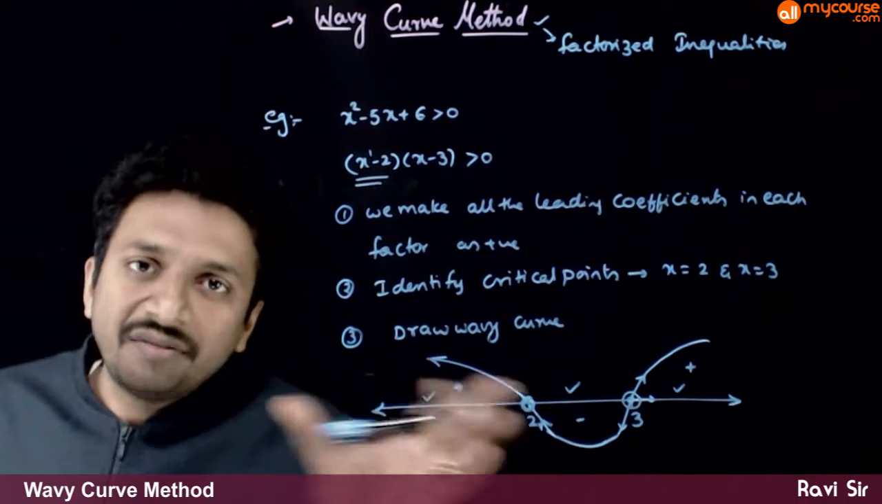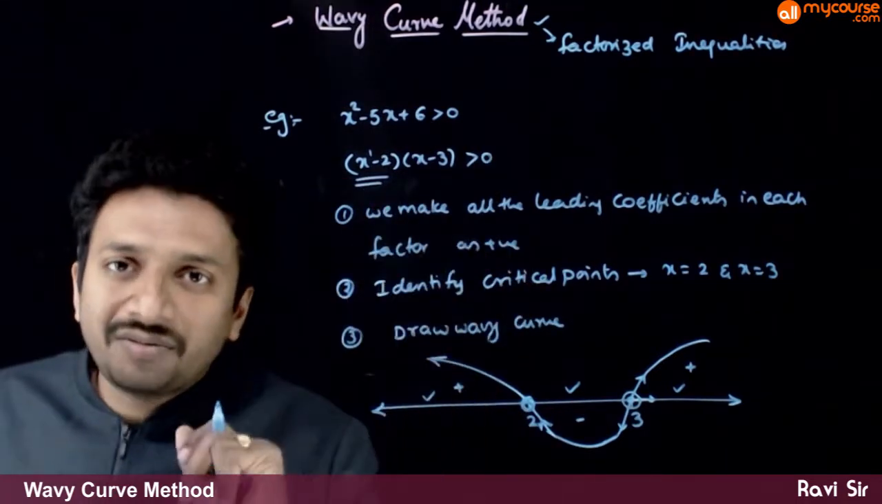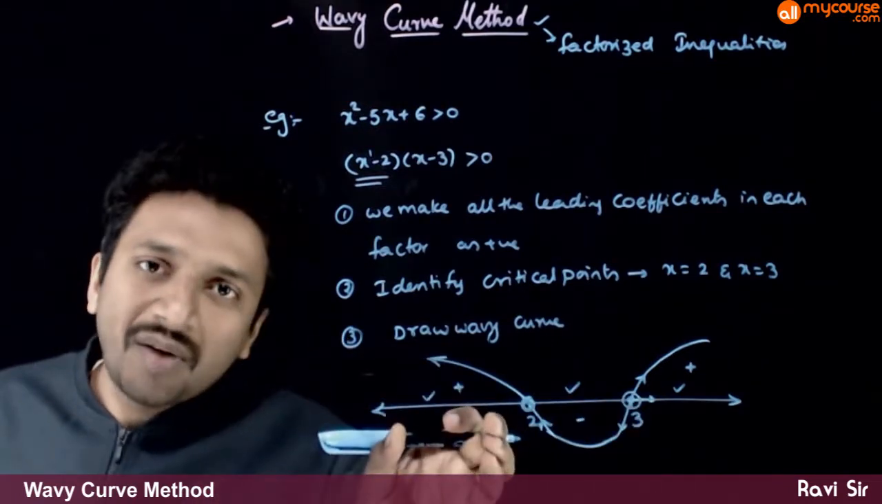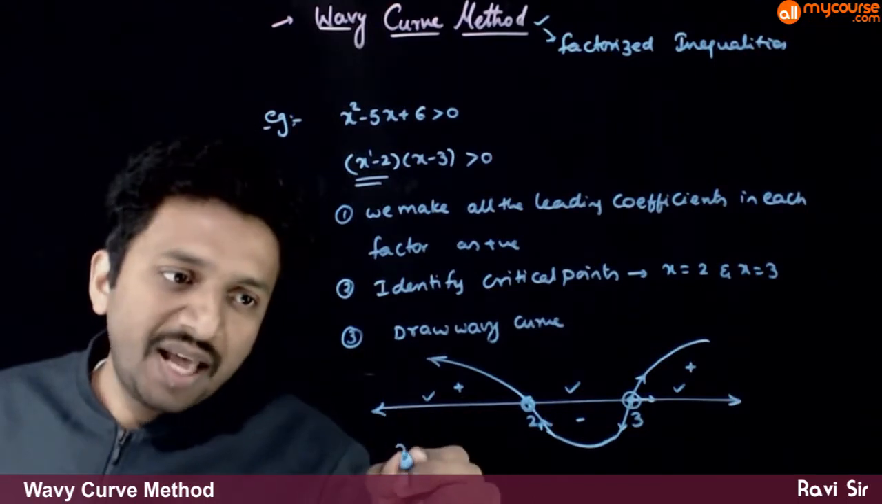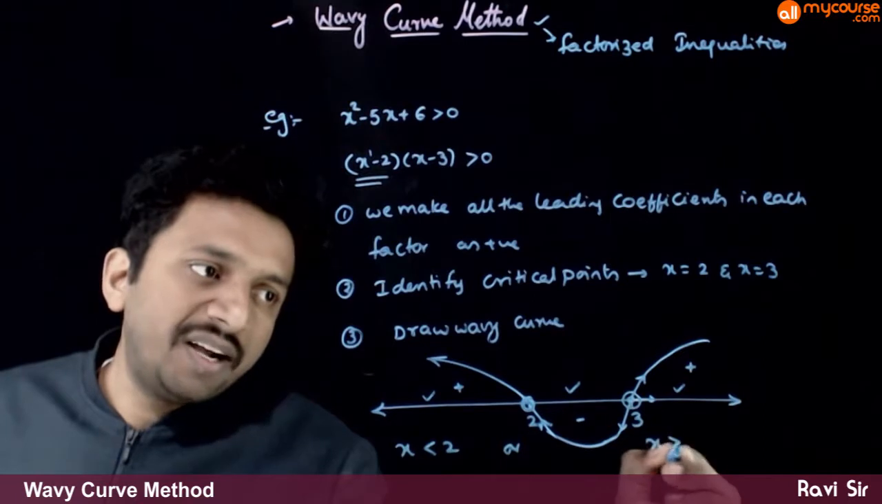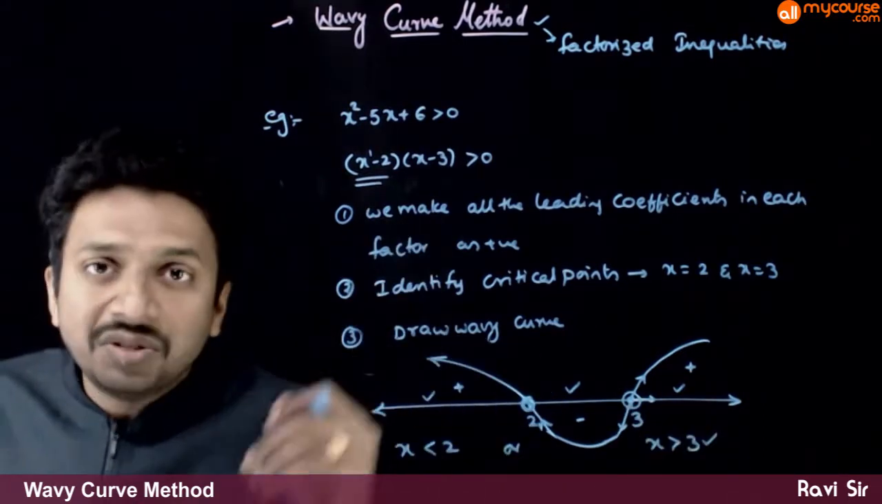Now once you have the wavy curve, you want x minus 2 into x minus 3 to be positive. So you should look for the positive interval. For what values of x is the curve above the x-axis? As you can see, x should be less than 2 or x should be greater than 3. That's the answer to this inequation using wavy curve method.